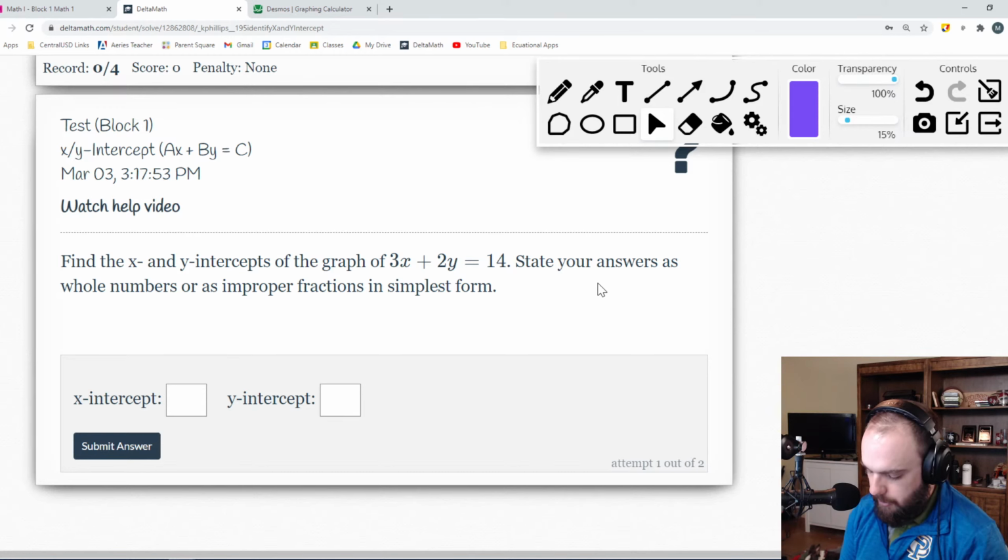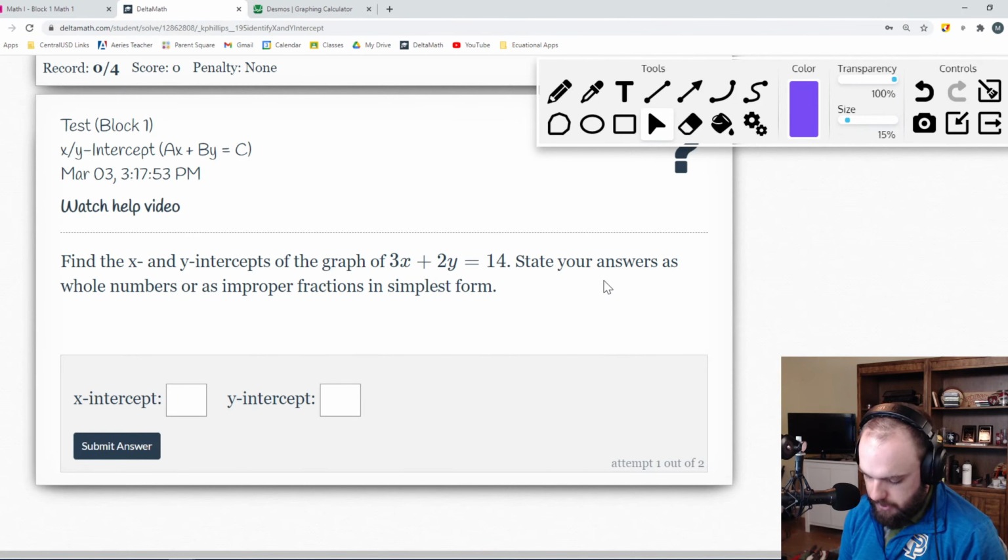All right, so what I'm going to do is I'm going to go ahead and rewrite these equations. So we're going to write 3x plus 2 times 0 equals 14, right? So all I did was I plugged in 0 for y. All right, so let's go ahead and solve it now. We just got to solve for x.